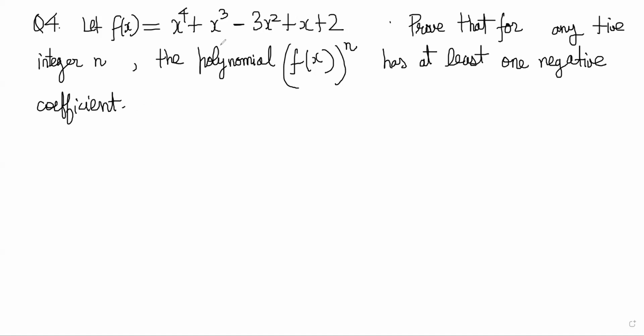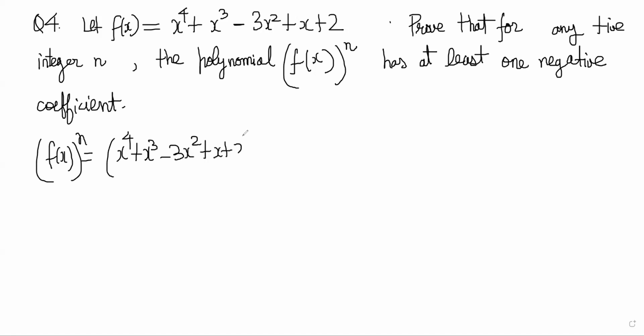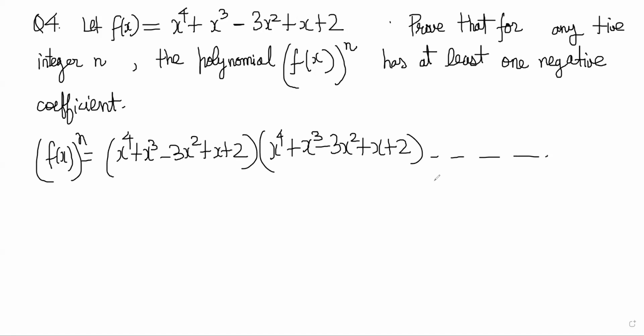Okay, so we'll do it by a direct proof. Let's say (f(x))^n is basically what? It is (x^4 plus x^3 minus 3x squared plus x plus 2) multiplied by terms like this, n times. And there are n terms like this.